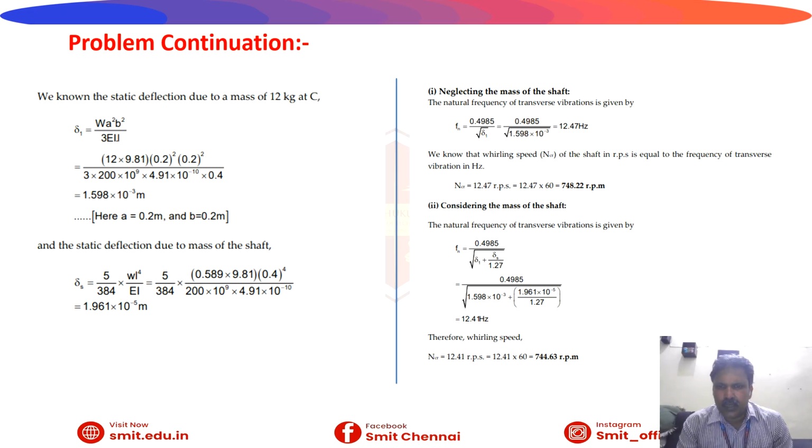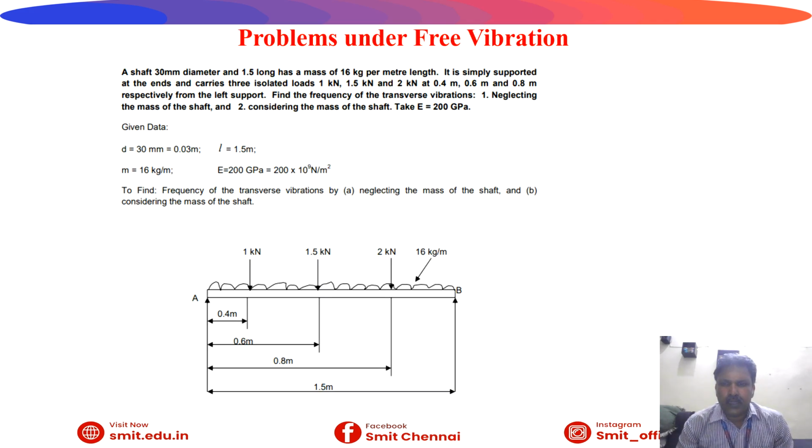Then considering the mass of the shaft, again you have to use the formula 0.4985 by root of del. One thing we have to notice: considering the mass, we have to consider the deflection also, del S. Then you will get the value 12.4 hertz. Therefore, whirling speed, again convert this into minutes, we will get 744.63 revolutions per minute.